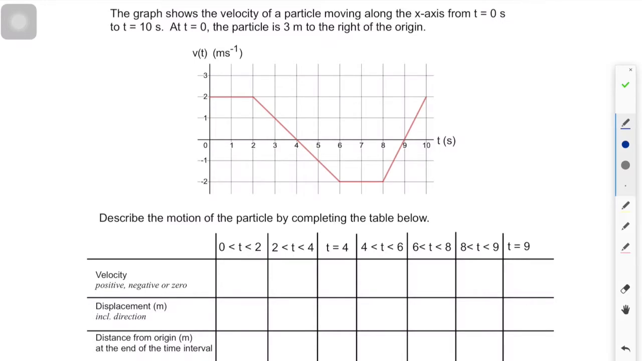So you can pause the video, take some time to fill out the sign of velocity. We're interested in whether velocity is positive, 0, or negative. You're also going to calculate the displacement of the particle in each interval and the distance from the origin at the end of the time interval. So there's a difference, right? Because for the distance, you're always trying to count it from the 3 meters to the right of the origin position. Okay, so let's pause the video now until you have finished filling out the chart.